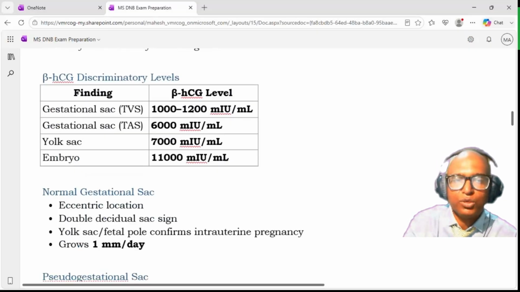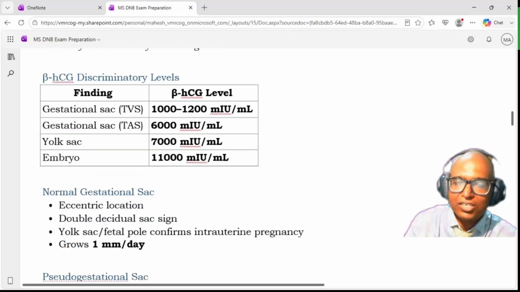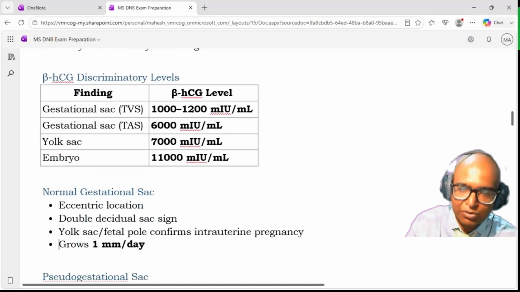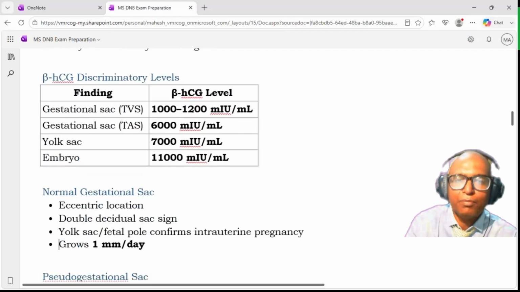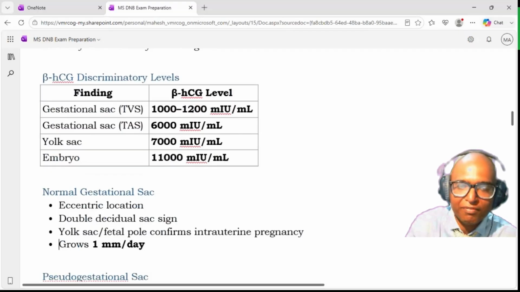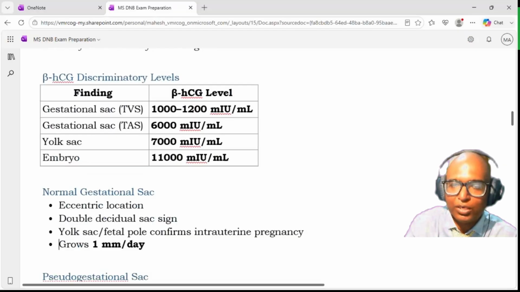Normally on TVS, when do you see the gestational sac? When beta HCG level is around 1000 to 1200, you will see the gestational sac. With transabdominal, the gestational sac is seen around 6000 milli-international unit per ml beta HCG level. Yolk sac around 7000 milli-international unit per ml. Embryo will be seen when the beta HCG level is around 11,000 milli-international unit per ml.